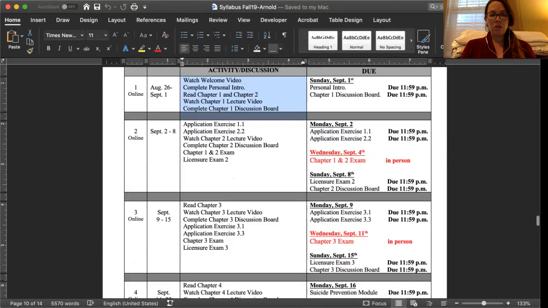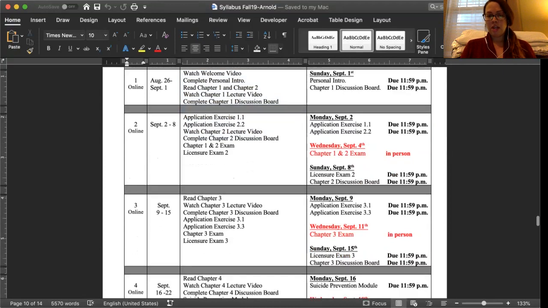You'll see here in week 2, it's still an online week. Here are your activities. It lists all of them. And then over here we have when they're due. So you'll see on Monday you have application exercises that are due by 11:59. Here in red, it says you have your chapters 1 and 2 exam and it's in person. So again, you're going to be in person on campus in Bluemont Hall 344 at 9:30 to take that exam. There will be a proctor there. It's closed book, closed note. You need a computer or a laptop. So be prepared for that. And the only way to be prepared for that is to utilize these activities and the resources in the modules.